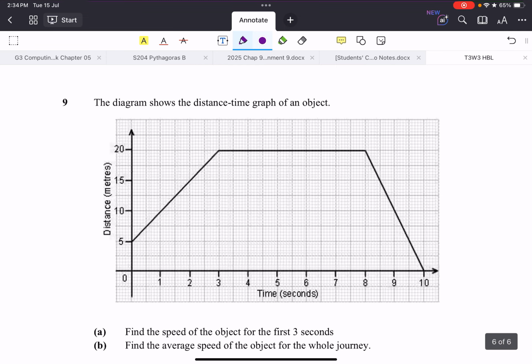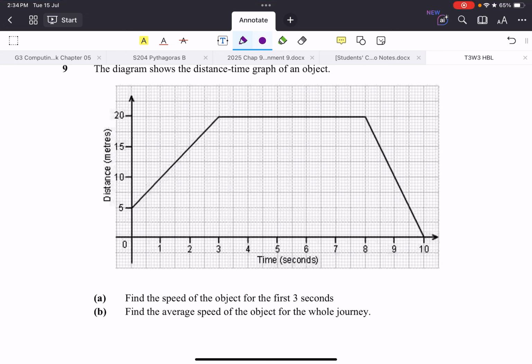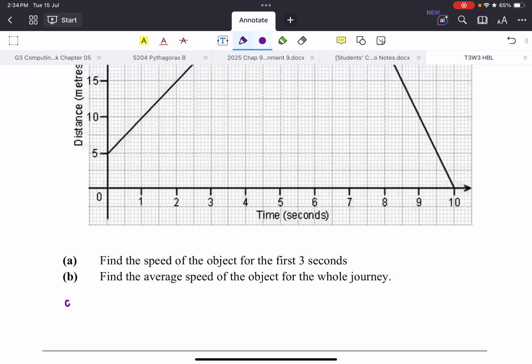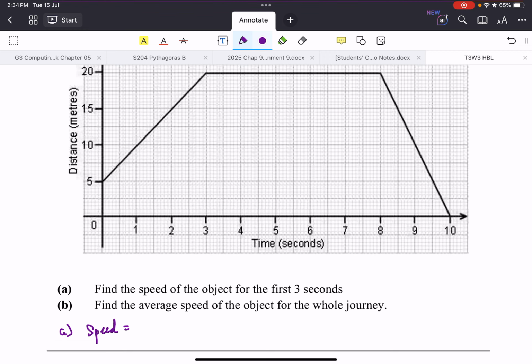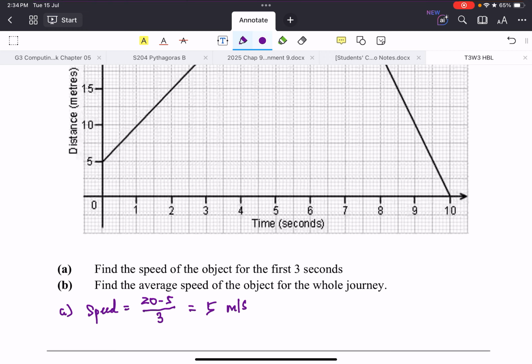We have a distance time graph. Okay, that's fine. Find the speed of the object for the first 3 seconds. So if this is a distance time graph, the speed naturally will be the gradient, right? So the gradient for the first 3 seconds is, yeah, we can do that. Okay, so the speed will be the rise over run. So I just check out the rise. The rise is 20 minus 5. The run is 3 seconds. Okay, so that will give us 5 meters per second, right?